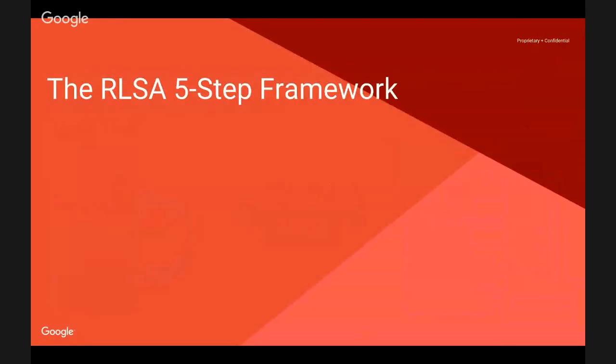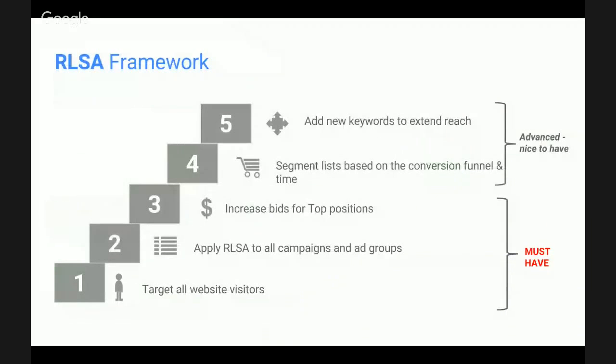Cool. So now we're going to go to the simple 5-step framework on how to go about RLSA campaigns. We have two basic segments, so two parts of the RLSA strategy. One is the must-have, what we call it. The other one is advanced, nice to have. Must-have is what every advertiser really needs to have. Yeah, and I'll explain why in a second.